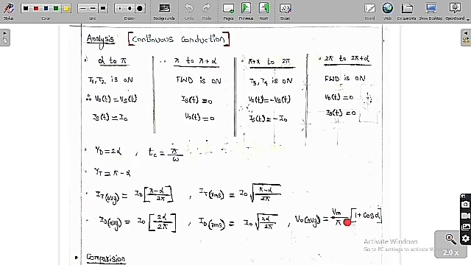So therefore we are going to get the general formula, which is 2 into Vm by 2 pi into (cos alpha minus cos beta). Here beta is equal to pi. So therefore we finally get Vm by pi into (1 plus cos alpha). It is the average voltage across the output.